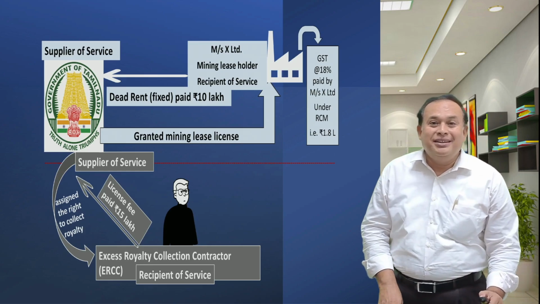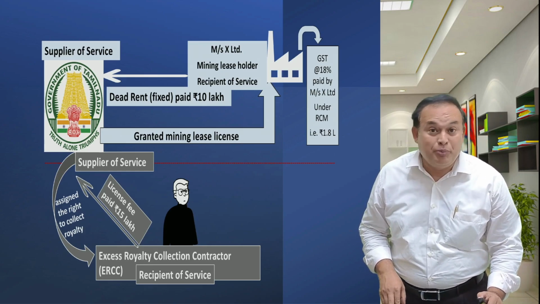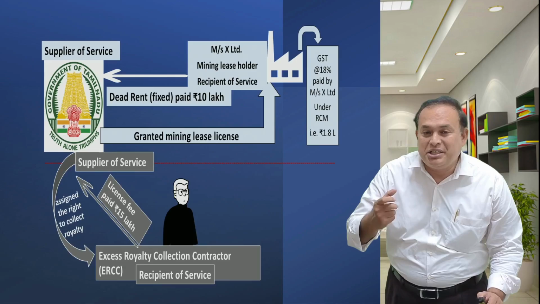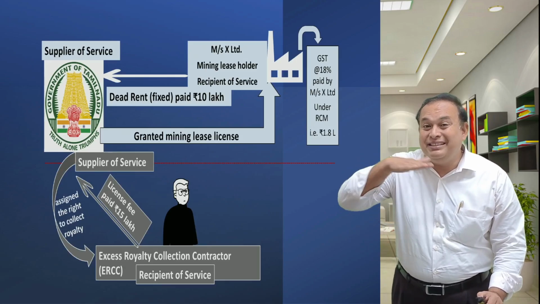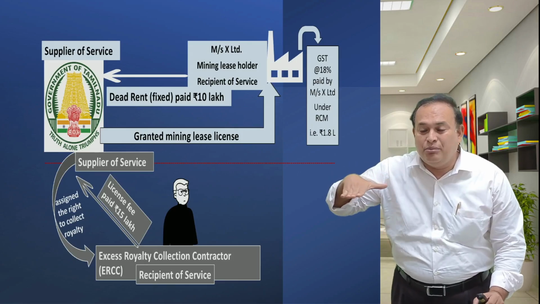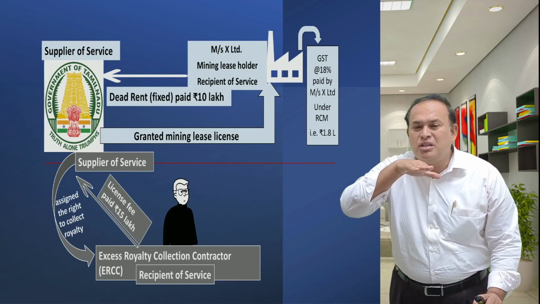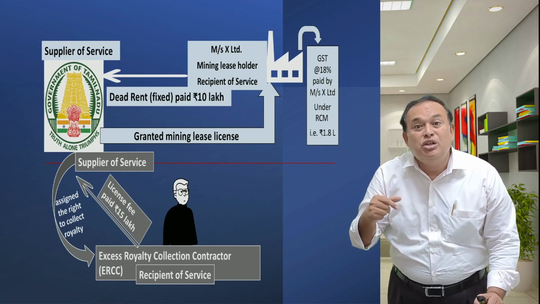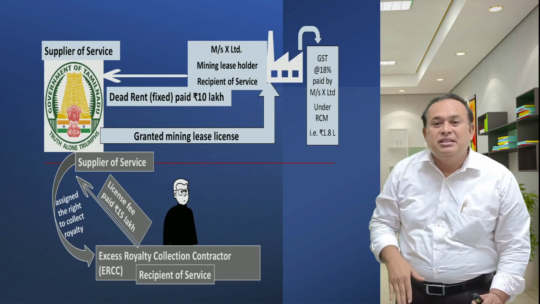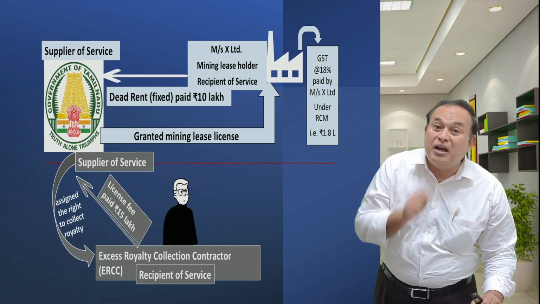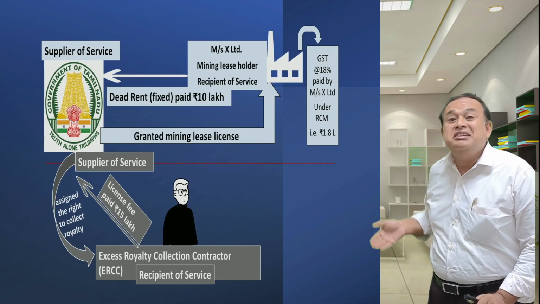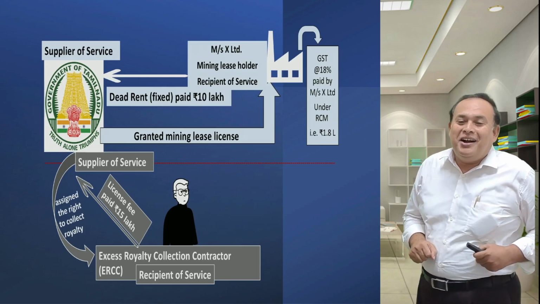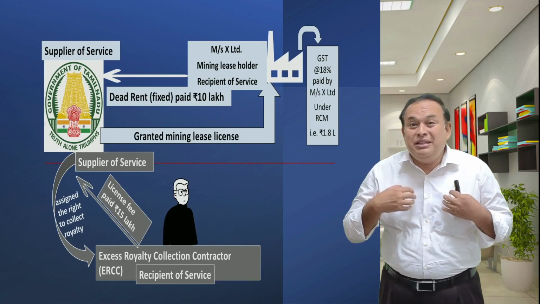Oh, that is something good, sir. Therefore, I will go and watch, not with my two eyes, with four eyes, how much is being extracted. So if it is extracted more than the dead rent, a minimum prescribed quantum in a month, say 1,000 quintals, more than 1,000 quintals is excess. That amount you collect from X Limited, set by the state government, for which I am giving the license to you. What license? Excess royalty collection contract license, for which you pay me 15 lakhs. That is somewhat good, sir.